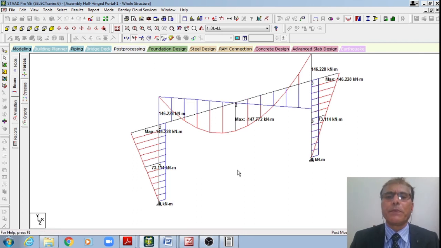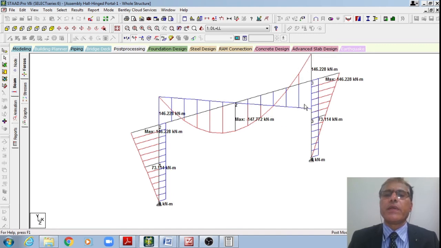Like this, now I'm just superimposing. There is a beauty of the software. Simultaneously it is showing the variation of the shear force in the beam. At the end of this beam, the shear force is maximum, whereas where the maximum bending moment is there, the shear force is zero. That is generally taught in strength of materials. This is the SFD and this is the bending moment diagram.